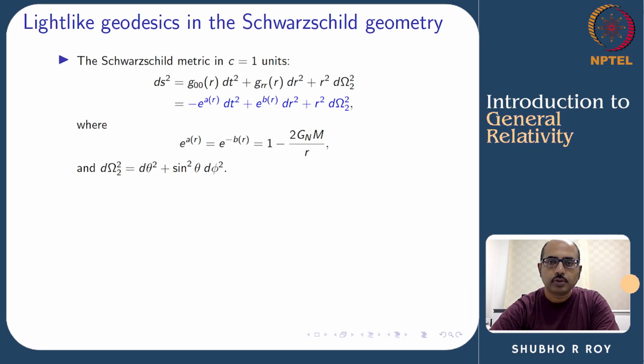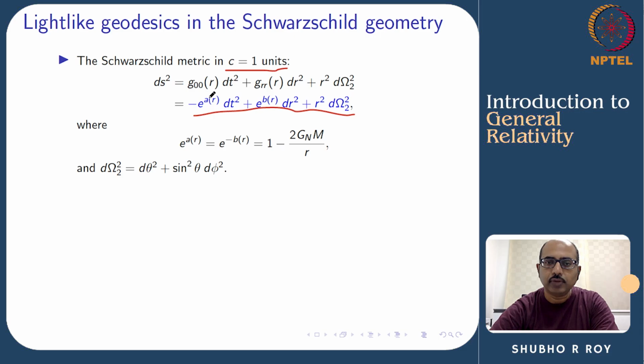Alright, so let me remind you what the Schwarzschild metric is. I'm using c equals 1 units to reduce clutter of notation, otherwise we would have factors of c squared hanging around here and there. So just to make the notation a bit cleaner, let me use c equals 1 for the moment. In that case, the Schwarzschild metric can be written in this form, which I've expressed in blue fonts.